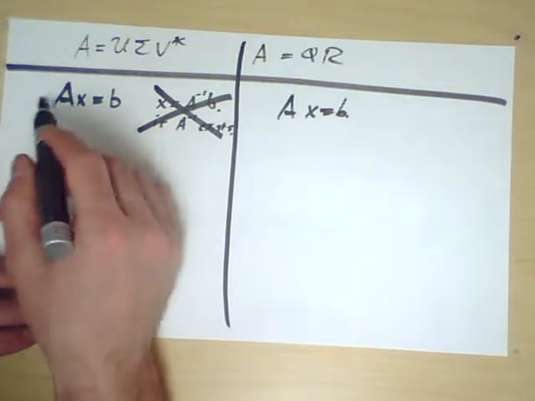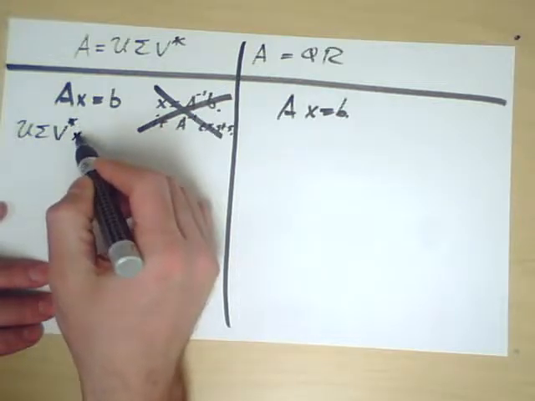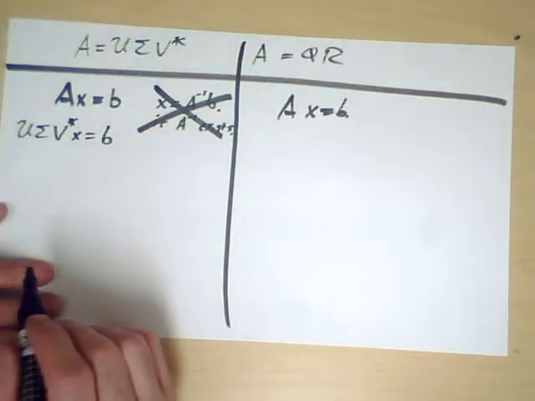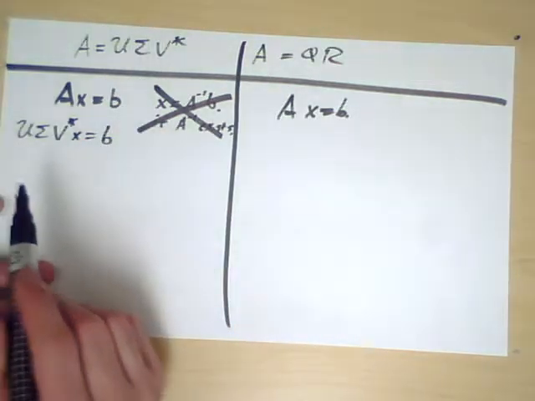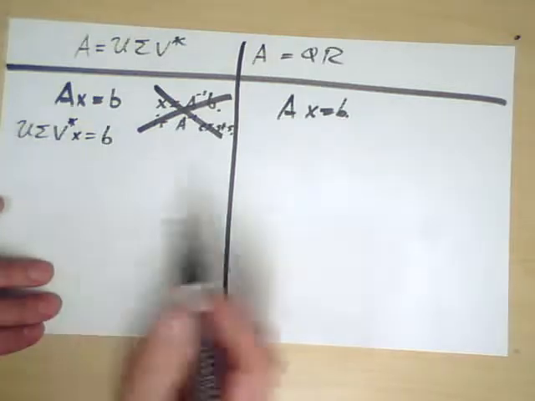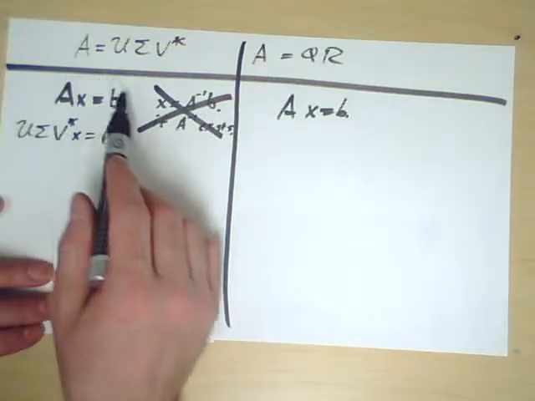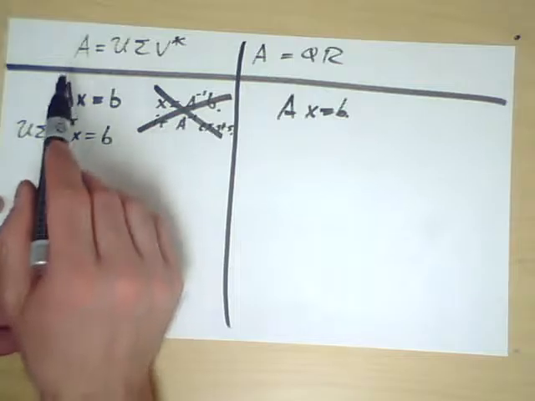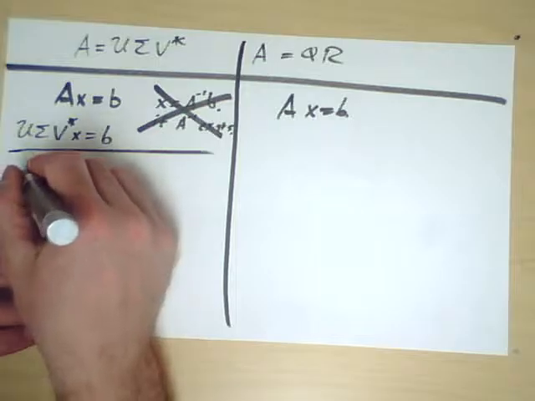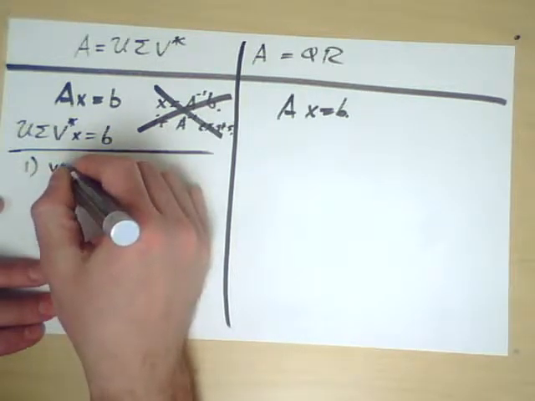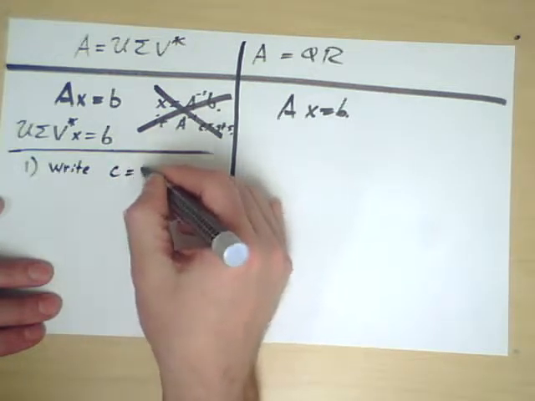For example, in the SVD case, it becomes this. Now, that's not a very big change. A is U sigma V star, but this has an important meaning. Here's what we can do. Instead of solving to find A inverse, we can replace that inverting process with three very simple operations. And here's the process. Step 1. Write the vector, let's call it C, which is U star B.